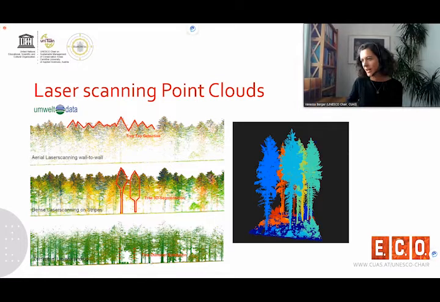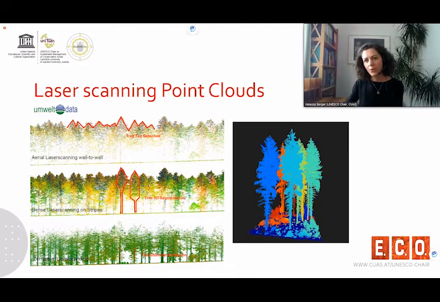On the right side, we have a plot we extracted from TLS. If you work with such data, you want to select single trees. You do not only want the overview, you want to have single trees in there. This is an example of some Picea abies. The color indicates that these points belong to one single tree.